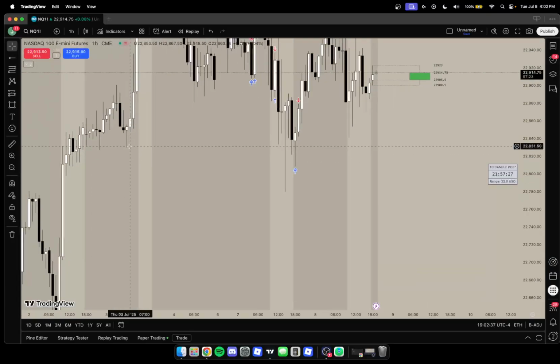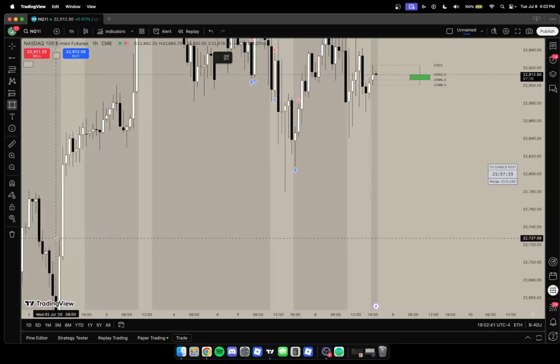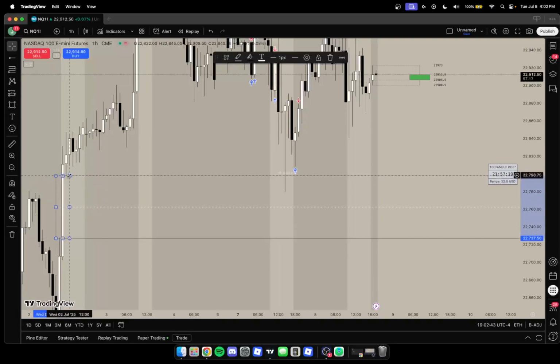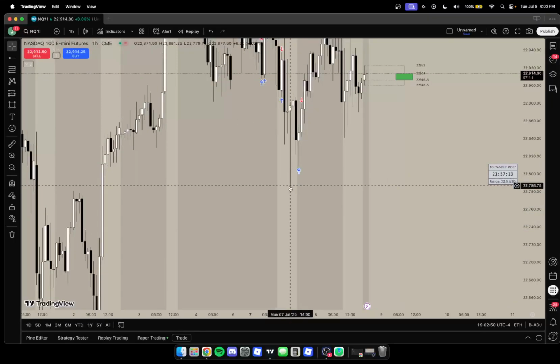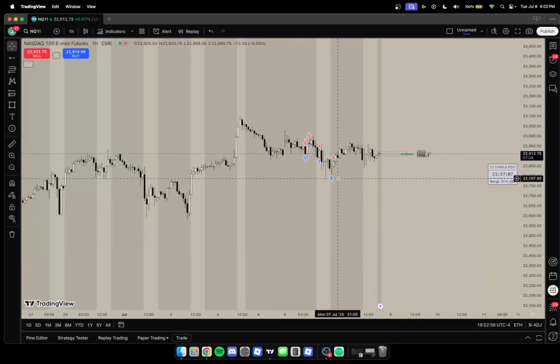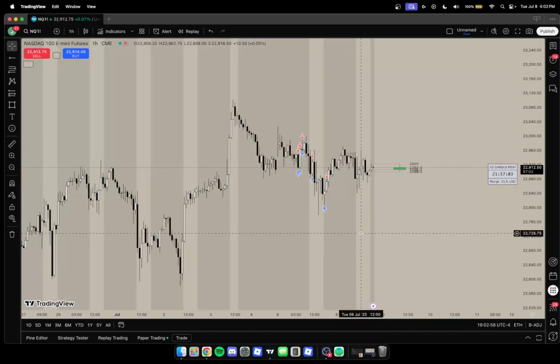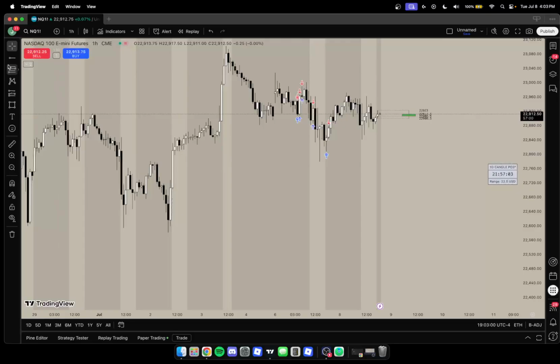And after we establish that it sweeps liquidity, we can make sure that it taps into a PD array, right? So it taps into this fair value gap, and we reject up off the fair value gap, and we trade back into the zone, right?